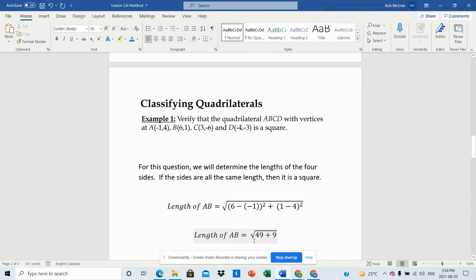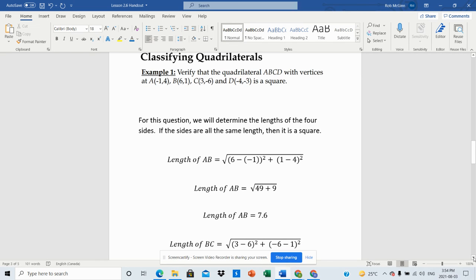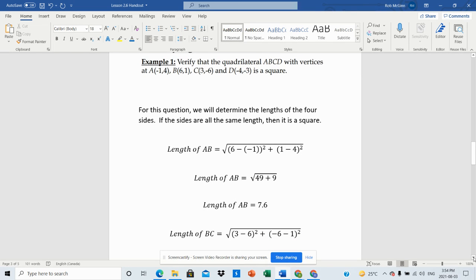So we now know the length of AB is equal to the square root of 49 plus 9. So 49 plus 9 is going to give us 58. When we find the square root of 58, it'll be 7.6. So the length of AB is 7.6 units. We'll do the same thing for coordinate points BC and then CD. So for BC, we're going to put in our coordinate points into our length of a line segment formula.